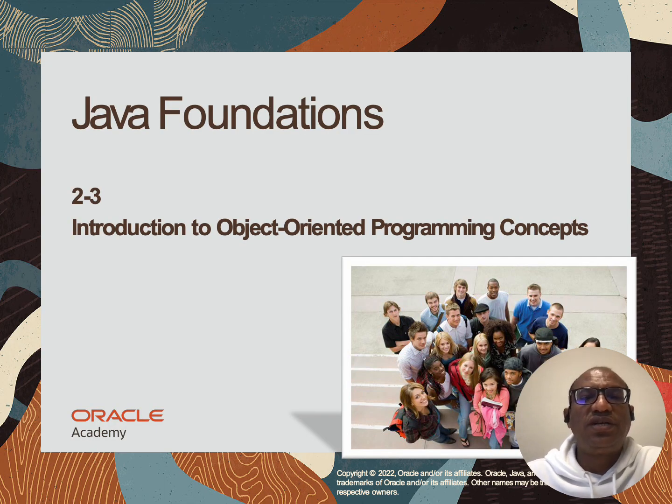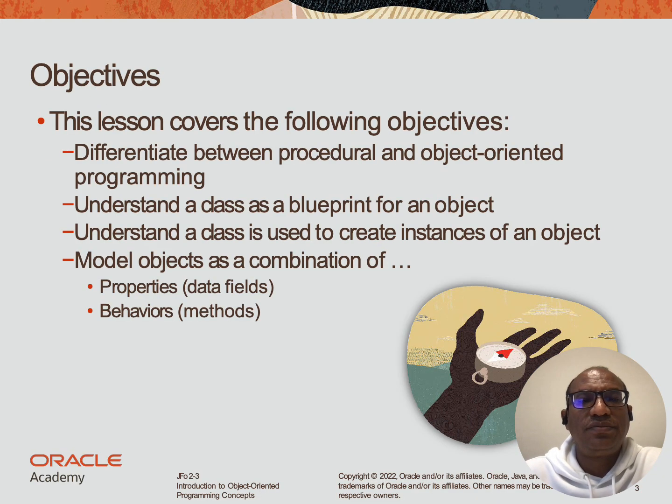Welcome to Java Foundations Section 2.3, Introduction to Object-Oriented Programming Concepts. In this lesson, we'll explore how Java models real-world objects in code. In this section, we'll discuss major elements of object-oriented programming and how it is different from procedural programming. We'll also discuss what a class is, required before an object is created.